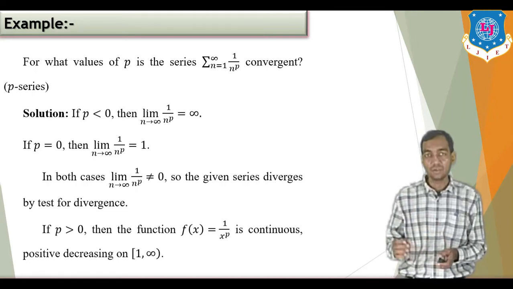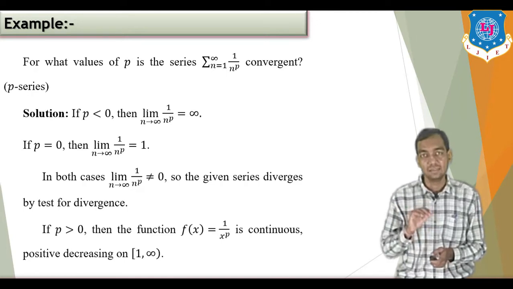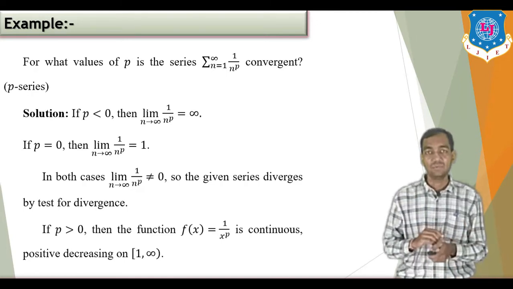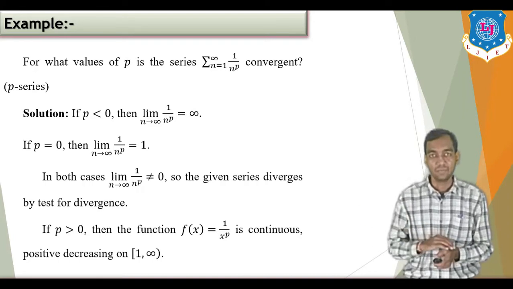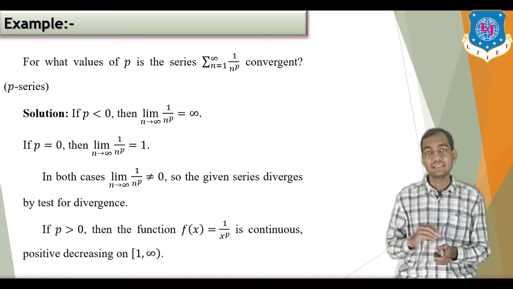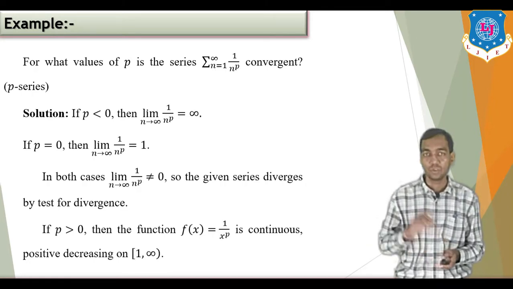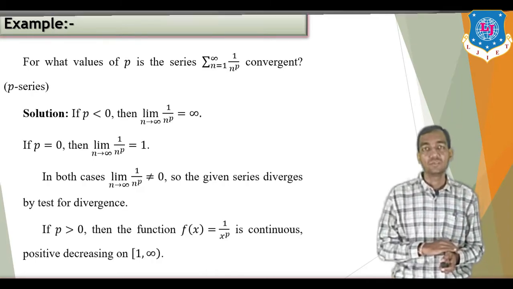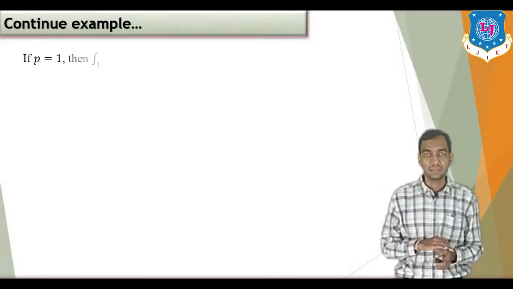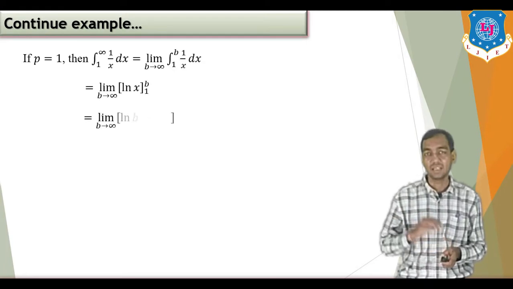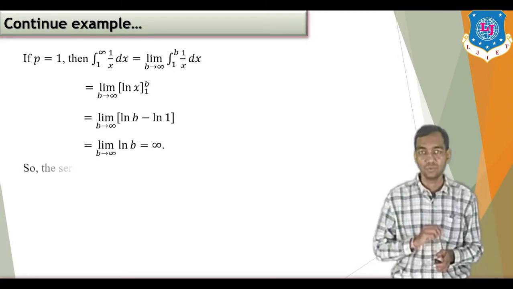Now we are going to start with P greater than 0. For P greater than 0, f(x) will be 1 upon x raised to P. Now, 1 upon x raised to P is a decreasing and continuous function on the interval 1 to infinity, because it has a decreasing term. So we are going to apply the integral test. For the integral test, first we divide P into two parts: either P is 1 or P is not equal to 1.